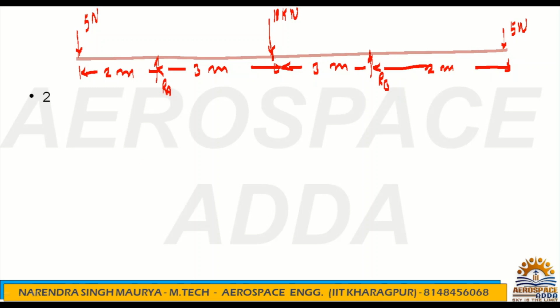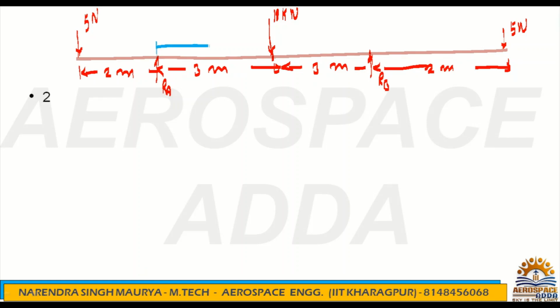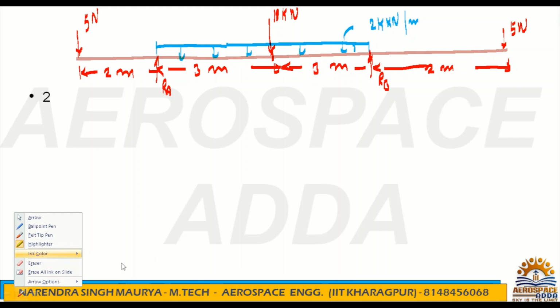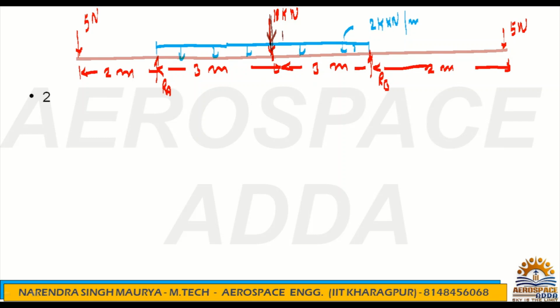Right? And because here a UDL is also acting, see this A to B. The intensity of the UDL is 2 kilonewton per meter. So now this UDL becomes a concentrated load and it will be acting at the mid of the span. So mid of the span means exactly at 3 meter here it will be acting. So this is the point load. How much did you get? 2 into 6 becomes 12 kilonewton. This is already 10 kilonewton, it is there. So now this 12 kilonewton.